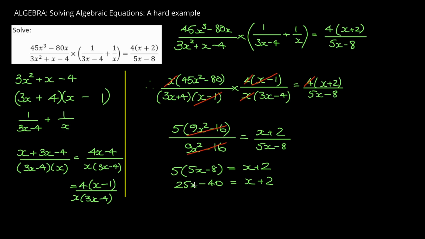X is on the left, numbers on the right. This x comes over and reduces this guy by 1. So we get 24x is equal to 2 sits on this side, joined by the 40, 42. And therefore, x is equal to 42 over 24. These are both divisible by 6, so I can take a common factor of 6 out, leaving 7 over 4. And that, after a great watch of algebra, is your answer.